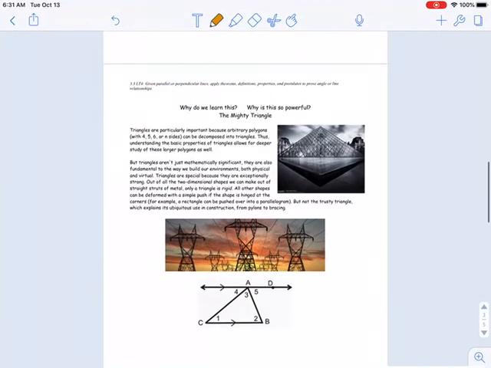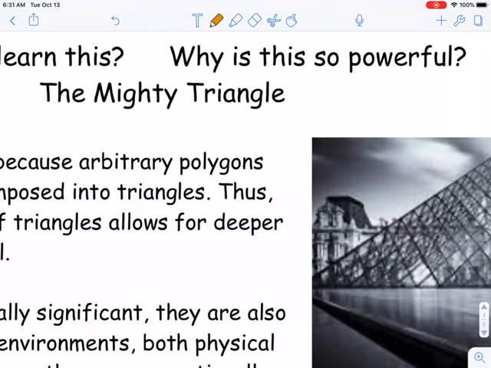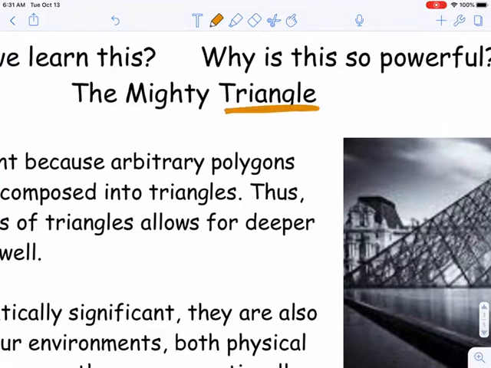All right, so why did we learn this? Why is this so powerful? Well, this is all the buildup to the mighty triangle. We talk about triangles a lot in this class. The second half of Unit 4 is all about triangle congruence. Unit 5 is called triangles and their properties. In Unit 6, we talk about similarity, but we focus on triangles a lot. Unit 7 is called right triangle trigonometry.